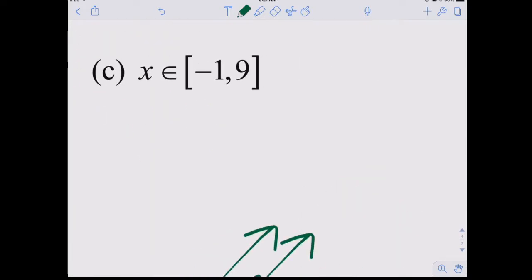All right, do this one on your own. I'm going to give you about a minute. Find the average rate of change between 1 and 9. Show your difference quotient. While you're doing that, I'm going to sketch it on the graph so we can see what your answer means.